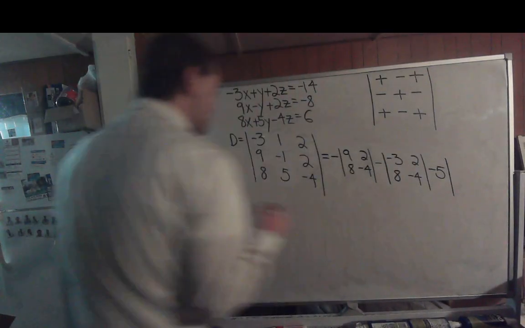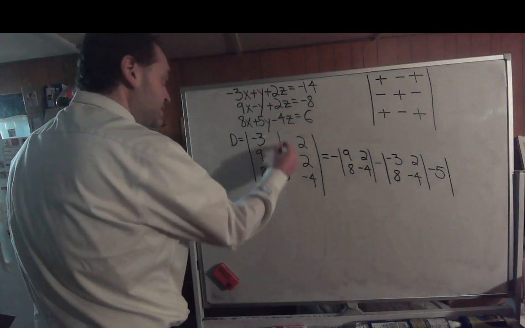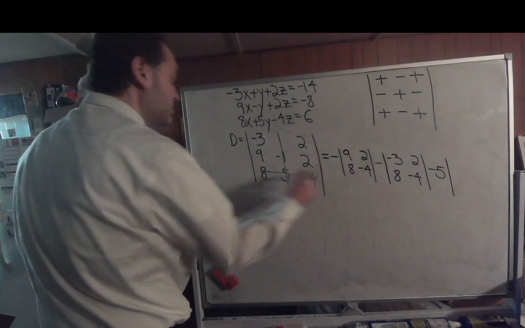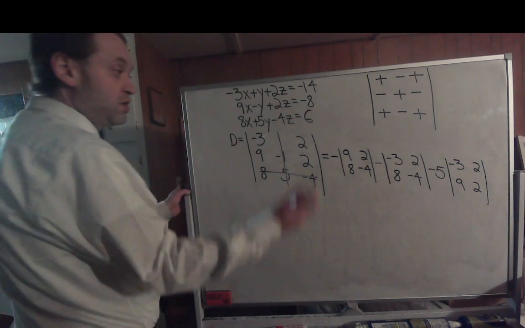So it's going to be -5 times the resulting determinant of whatever's left over when I strike out that second column, but this time the third row. The resulting determinant is going to be -3, 2, 9, and 2. All right, so now we have all of our determinants.